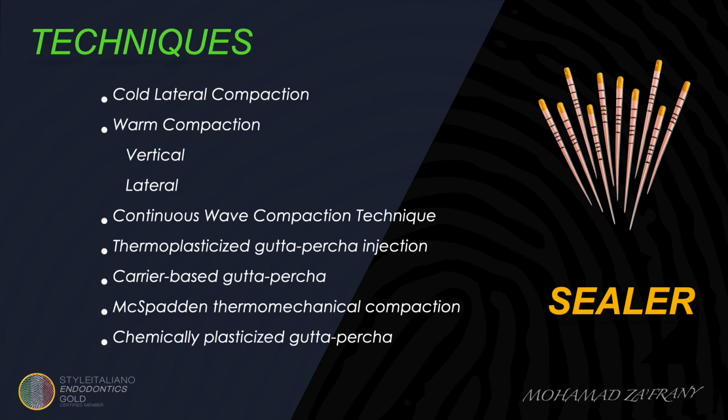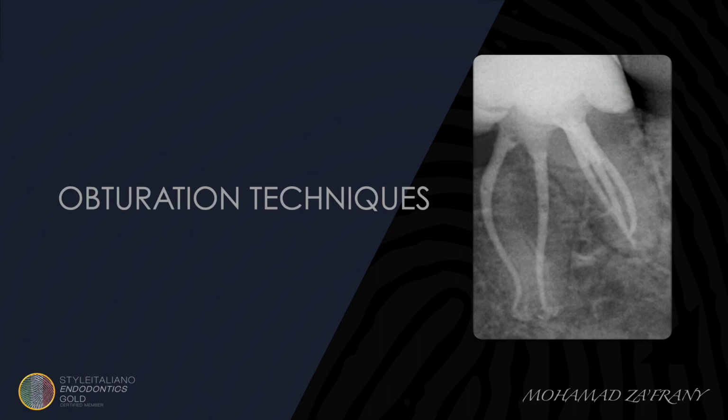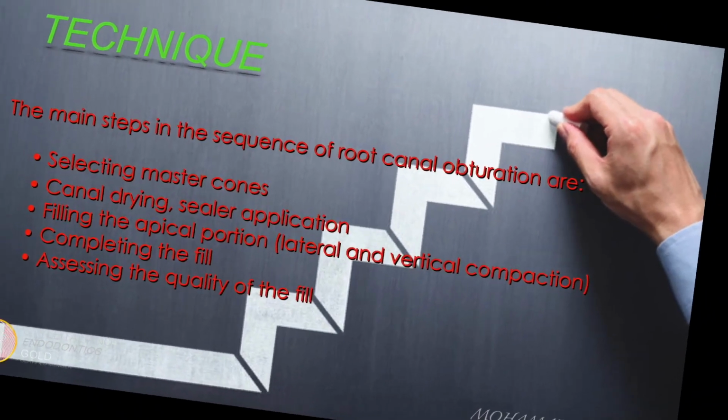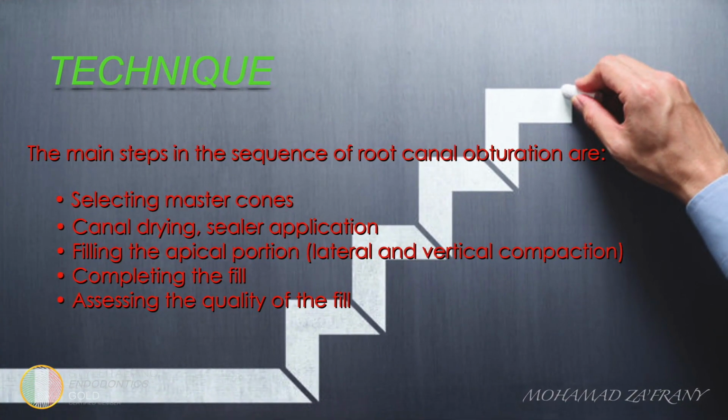But if we are talking about technique steps, we have basic rules that we need to apply for most obturation techniques, involving master cone selection, canal drying and sealer application, filling the apical portion of the canal, completing the fill, assessing the quality of the fill, and finally the coronal restoration.